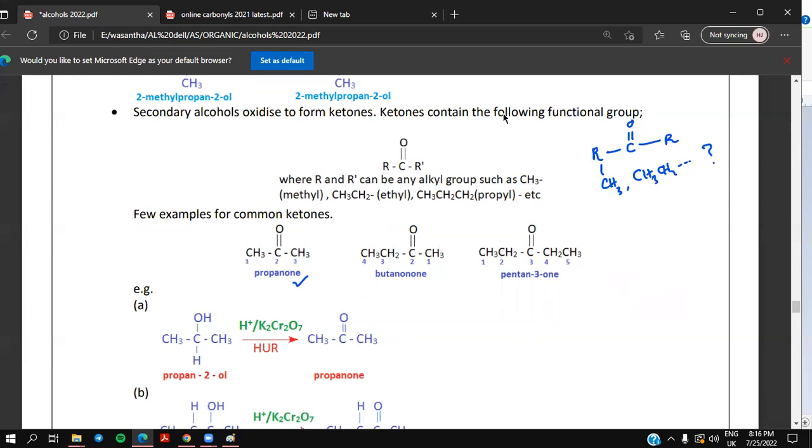What is this ketone? 1, 2, 3, 4, but. Here, this one has changed. Butanone, butanone, because there are 4 carbon atoms. And here we have 1, 2, 3, 4, 5. Pentan-3-one, because the carbonyl functional group is on the third carbon.